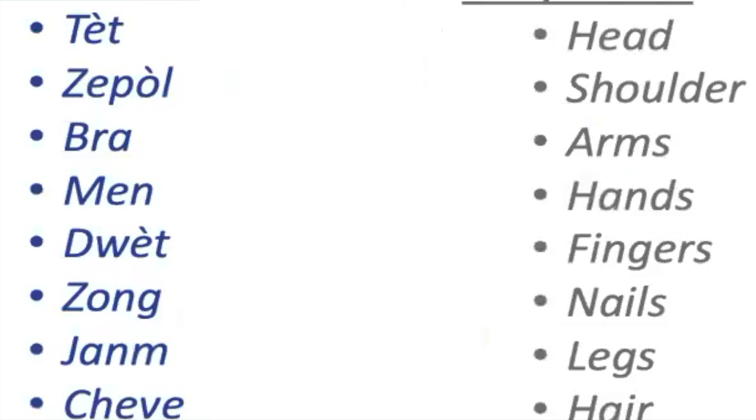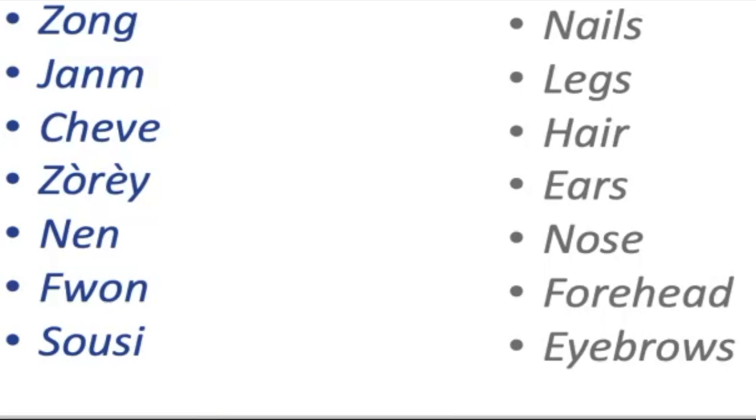Pati nan corps, body parts. Head, tête. Shoulder, épaules. Arms, bras. Hands, mains. Fingers, douette. Nails, zong. Legs, jambes. Hair, cheveux. Ears, oreilles. Nose, nez. Don't forget the N here is pretty brief. Nez. Forehead, front.